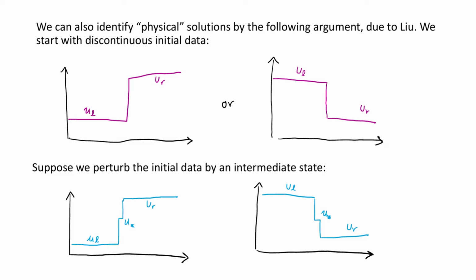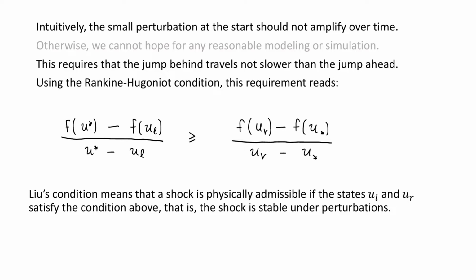And u-star, of course, is taken from somewhere in between u_L and u_R. Intuitively, the small perturbation at the start should not amplify over time, because we never have exact measurements for its initial data. So we can only hope that the physical system is stable under small perturbations of the initial data. So if we suppose that small perturbations of the initial data do not amplify over time, what are the mathematical consequences? Well, one must be that the jump behind travels not slower than the jump ahead.